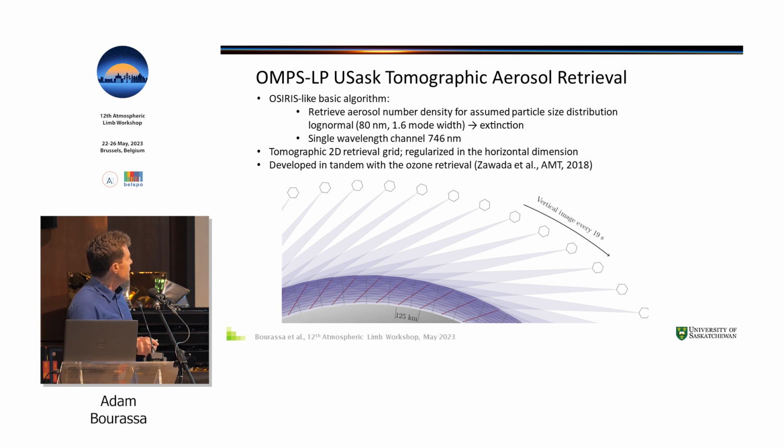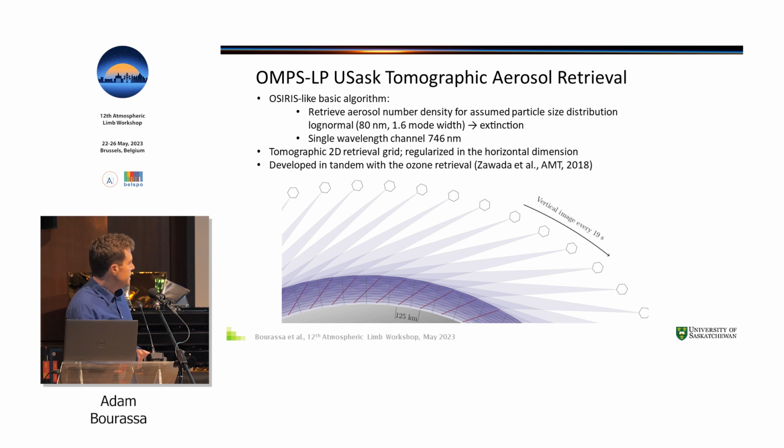Now, the nice thing is we've done this tomographically with a 2D retrieval grid. So you can see here this sort of cartoon that Dan Zawada made where ALTIUS is in orbit making images every 19 seconds. The tangent points of the image slant upwards towards the satellite. That's just basic geometry of the limb.